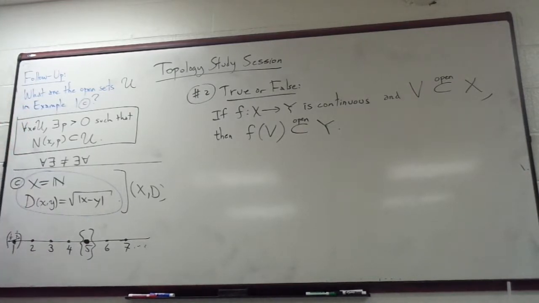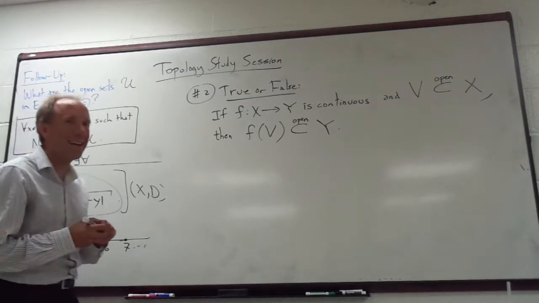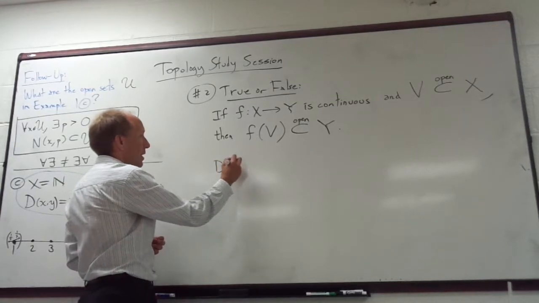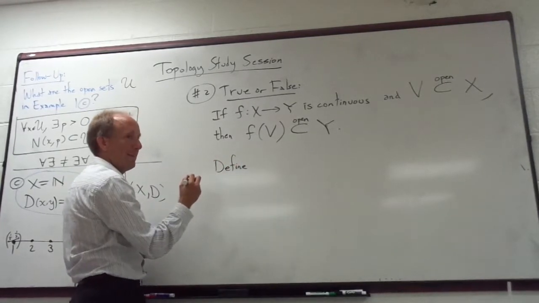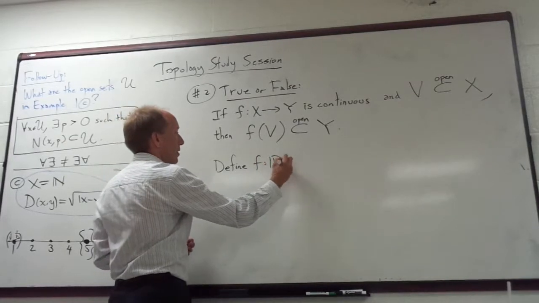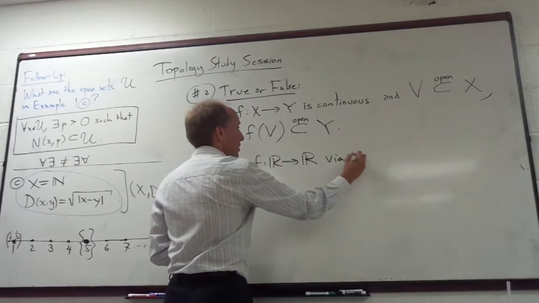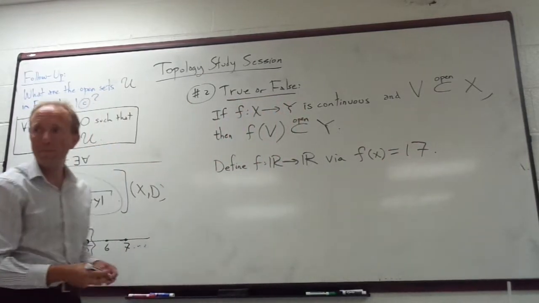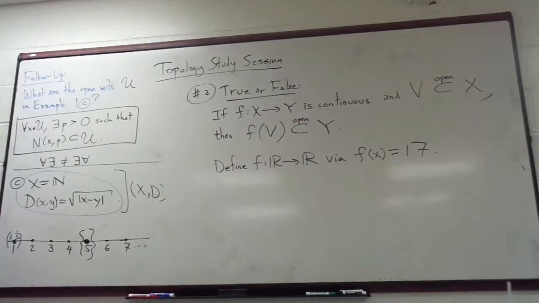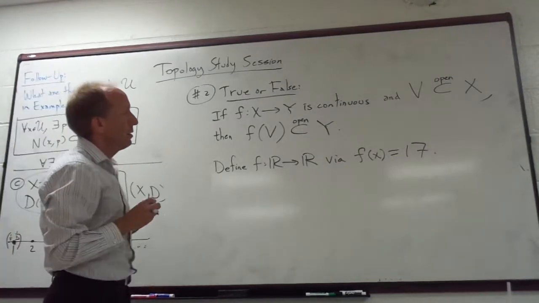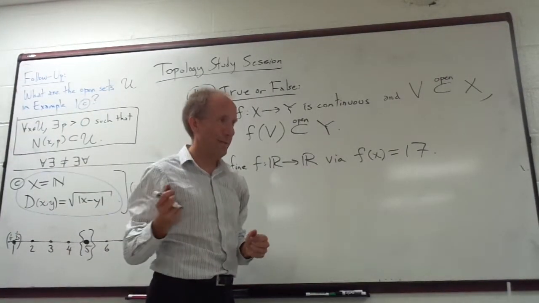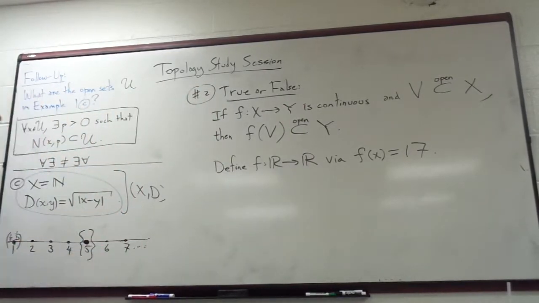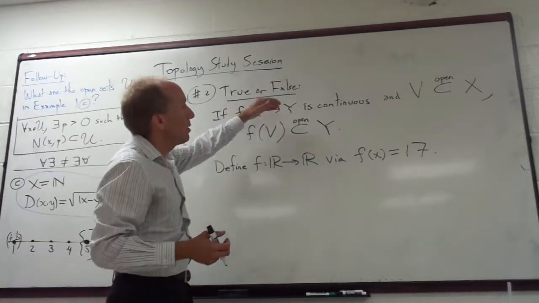Can you take a constant function? A constant function. So define, so what's your metric space? Real to real. F from R to R via f of x equals 17. Does that work? Okay, let's take that. That's clearly continuous from Math 150A, right? Constant function, definitely continuous. Okay, so we have a continuous function.